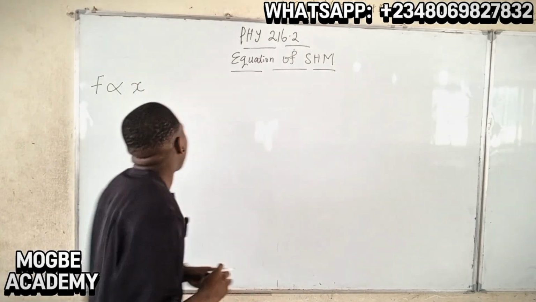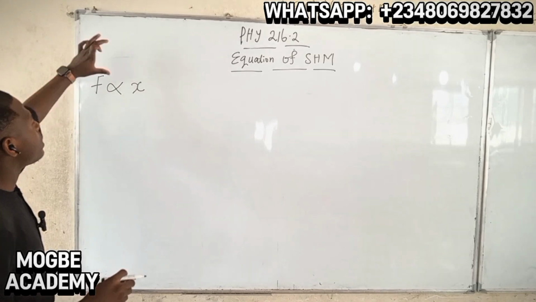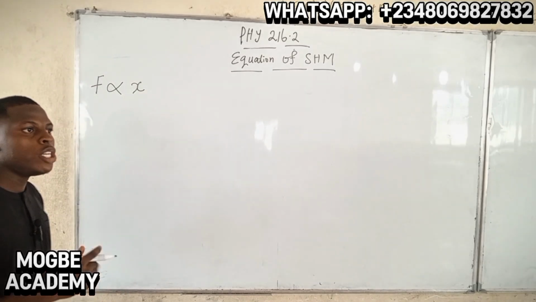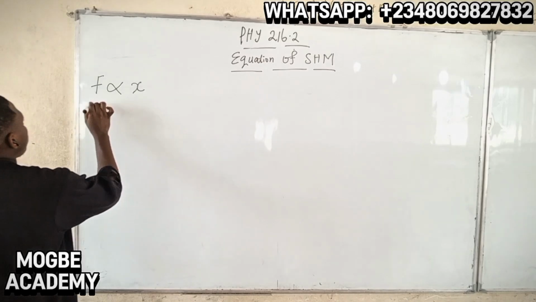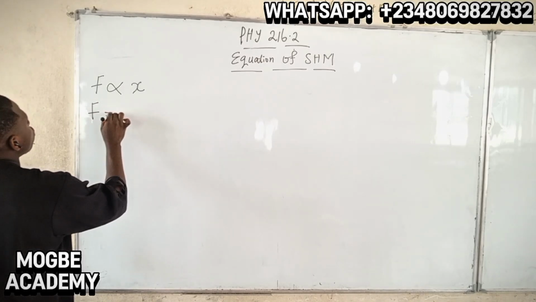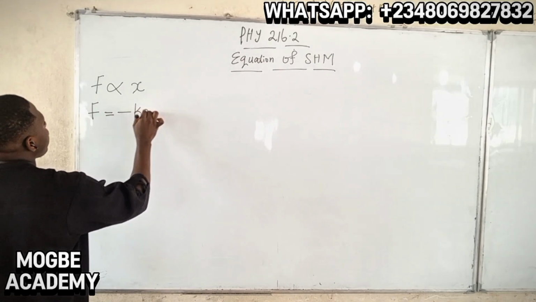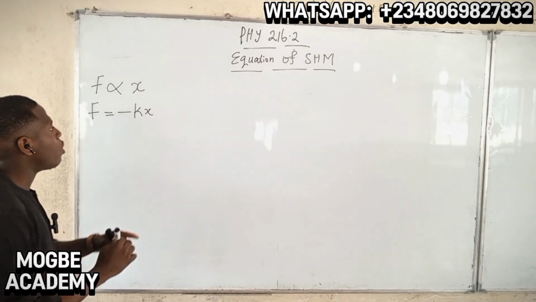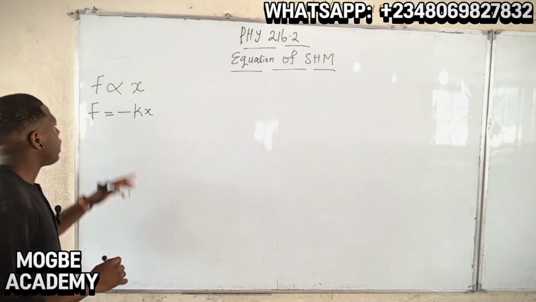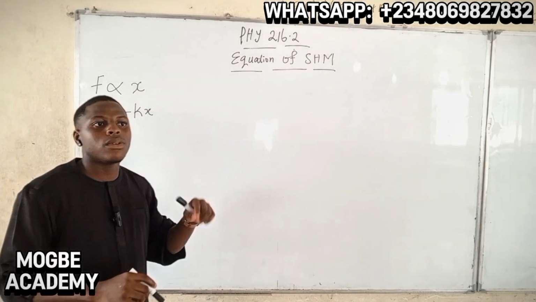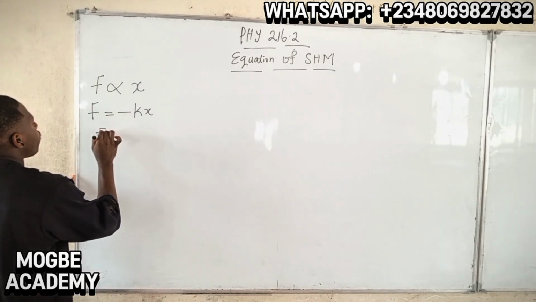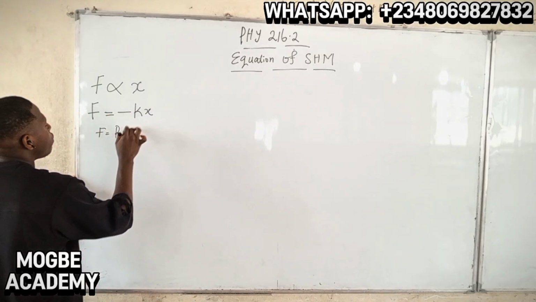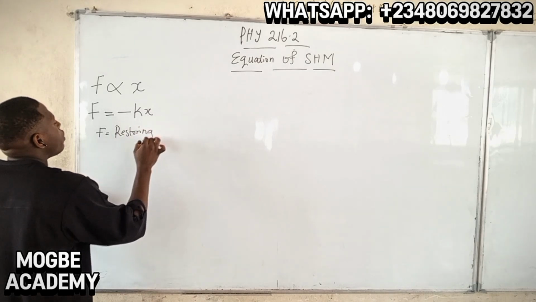Are we together? Now, elementary maths, when we want to remove the sign of proportionality, we introduce an equal to sign. Introducing an equal to sign, we have F is equal to minus Ks, where we introduce a constant K. And what is that constant K? This constant K simply stands for stiffness. So basically, F here stands for your restoring force.